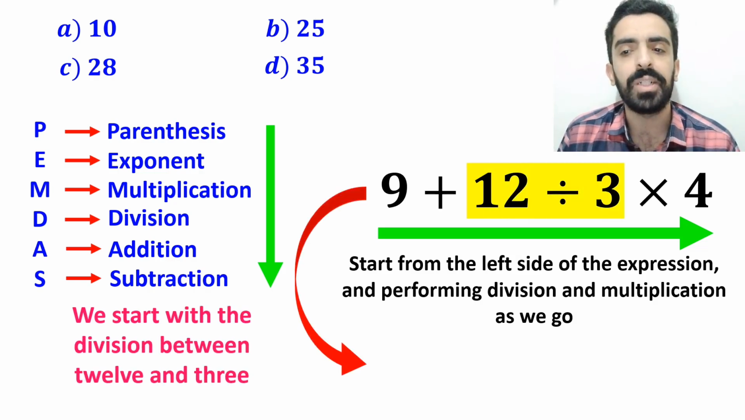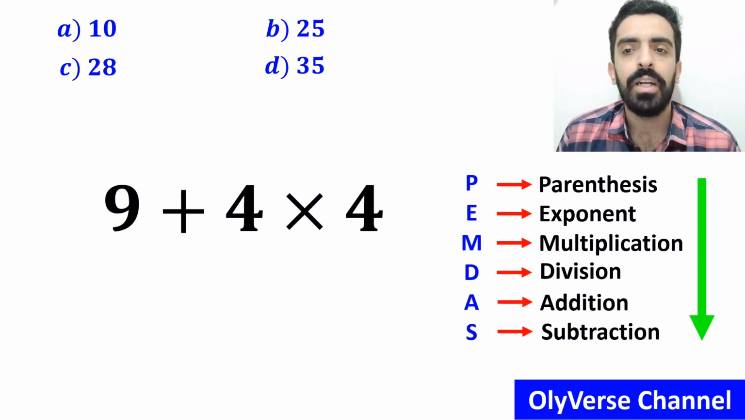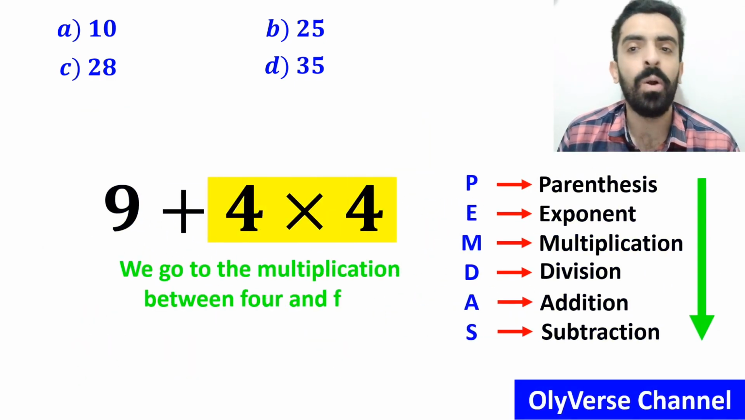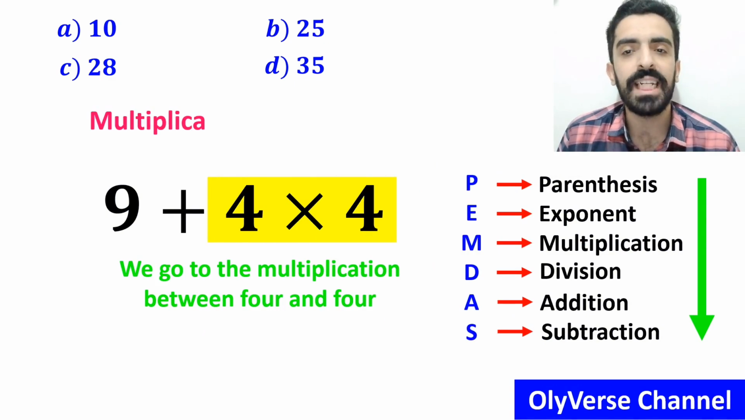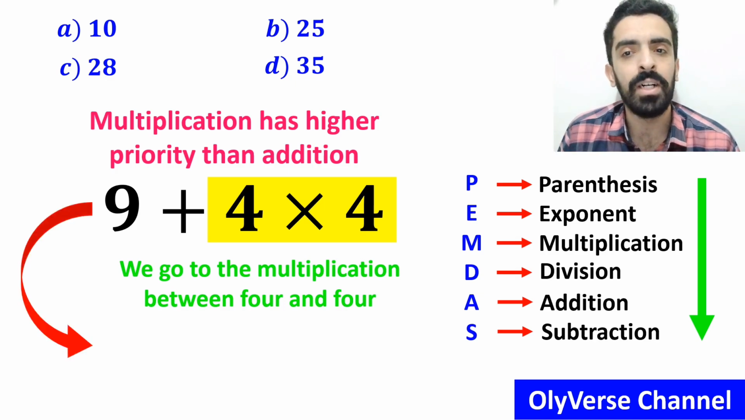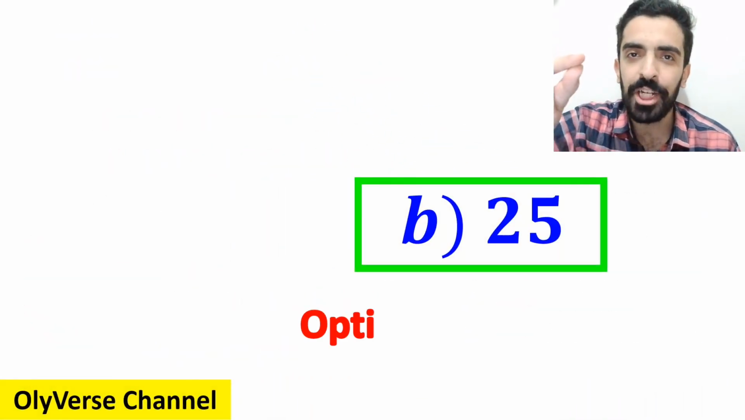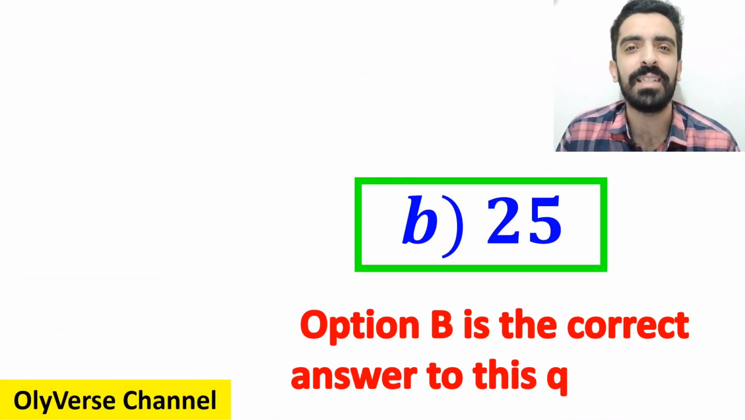And instead of this expression, we can write 9 + 4 × 4. In the next step, we go to the multiplication between 4 and 4, because multiplication has higher priority than addition. So, this expression simplifies to 9 + 16, which ultimately gives us the answer 25. Therefore, option B is the correct answer to this question.